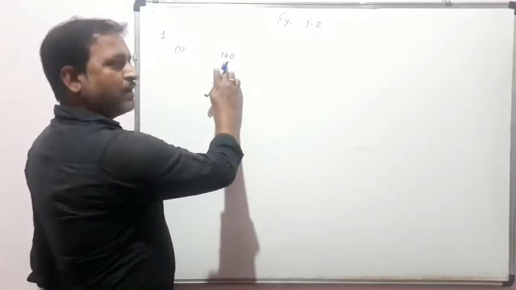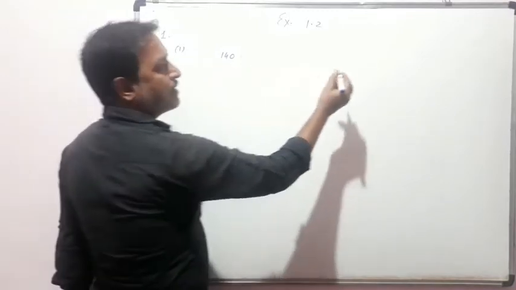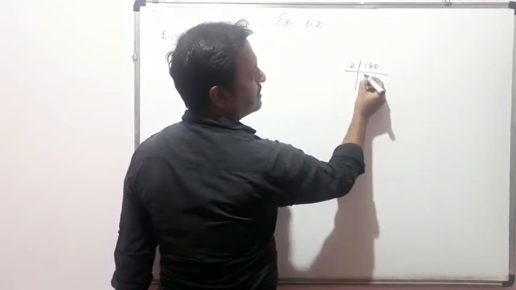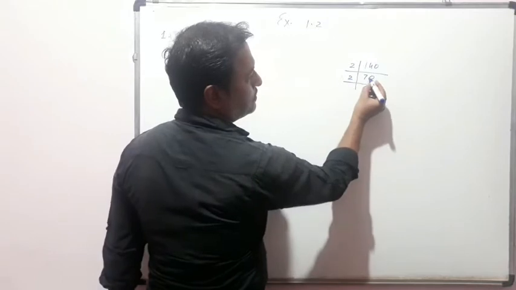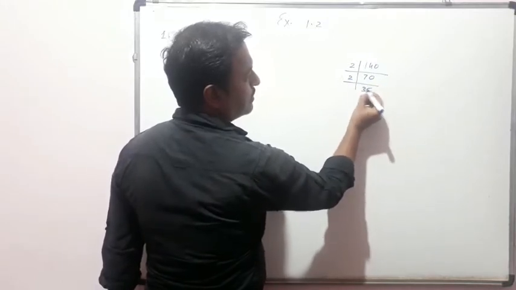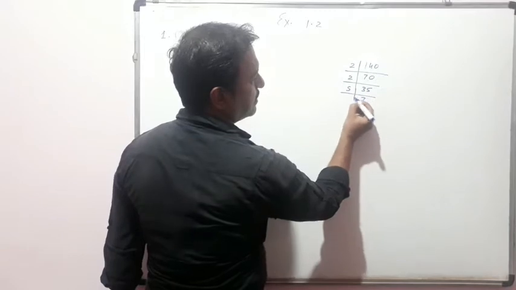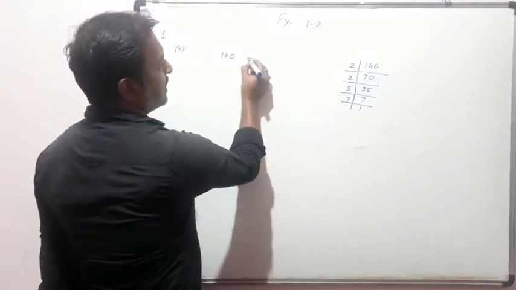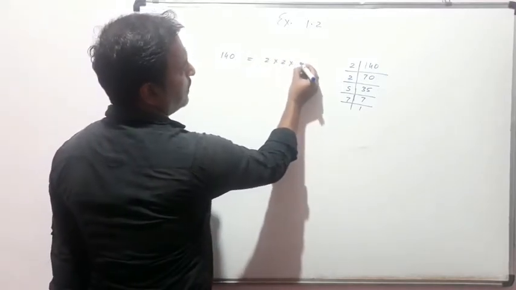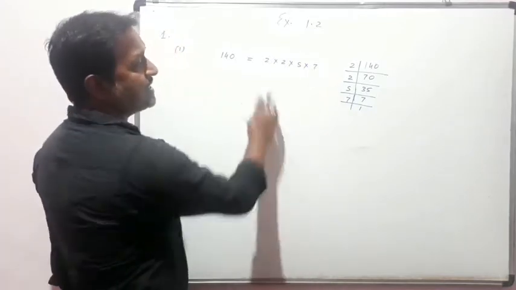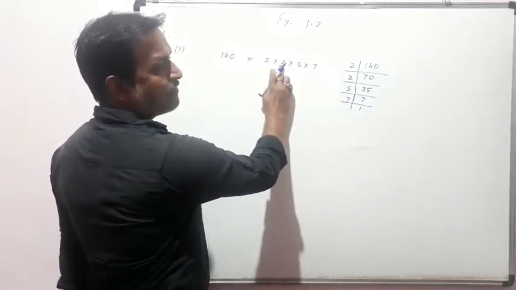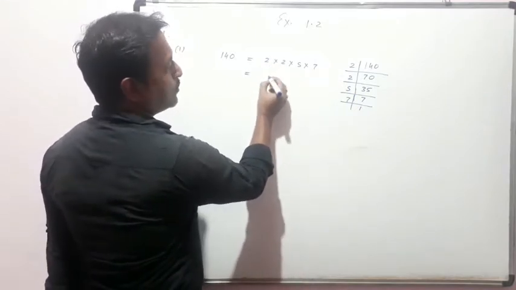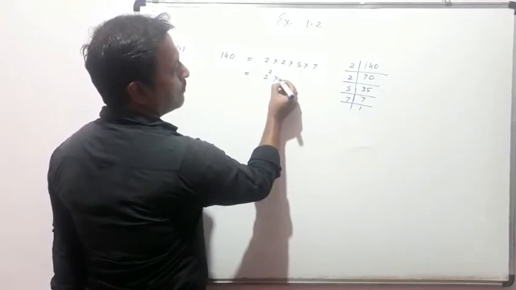So for 140, you have a method of factorization like this. You have done it in small classes also. 2 sevens are 14, again 2, 2 seventeens are 34, no, 35 is 5 sevens, and 7 ones are 7. So you have prime factors as 2 into 2 into 5 into 7. You can see clearly here all the factors are prime numbers, right? So 2 is repeated 2 times, so we can write it as 2 to the power 2 into 5 into 7.